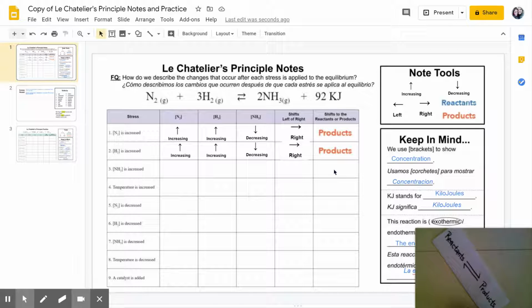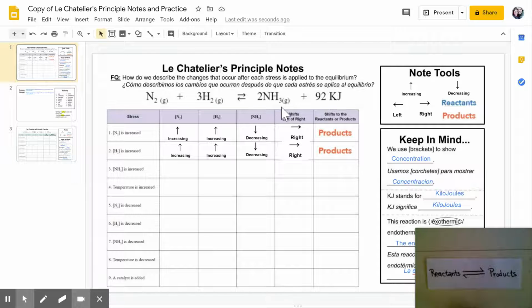So I want you to stop for a moment and predict. If I increase the concentration of NH3, it is on the opposite side. Okay? It's on the opposite, lo opuesto. So what do you think that's going to mean for our pattern? Okay? So I want you to take a moment and predict. What do you think is going to happen?